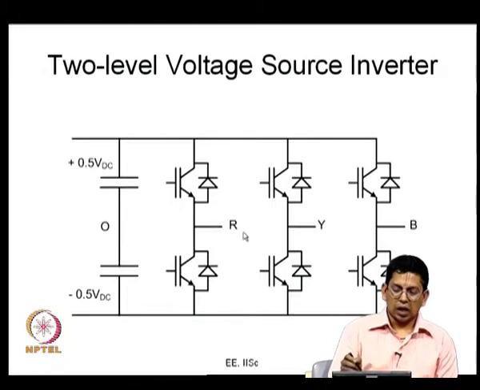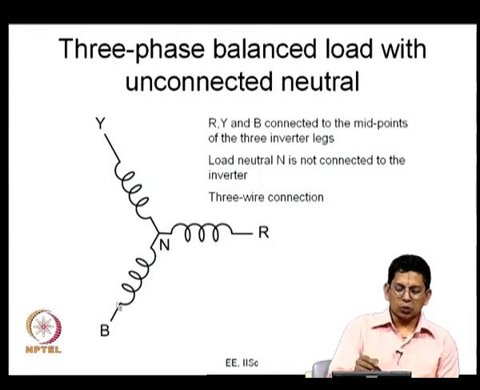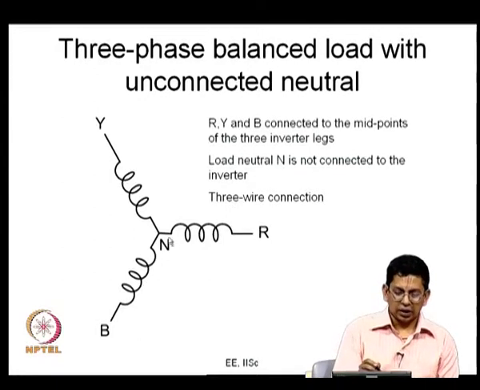So, your R, Y and B can be either plus VDC by 2 or minus VDC by 2 with respect to this midpoint O. So, 8 sets of output voltages are possible, as I said before, and the outputs are connected across a load. The load is taken like this, RYB, a 3 phase balanced load, and it has a common point, a neutral point n.